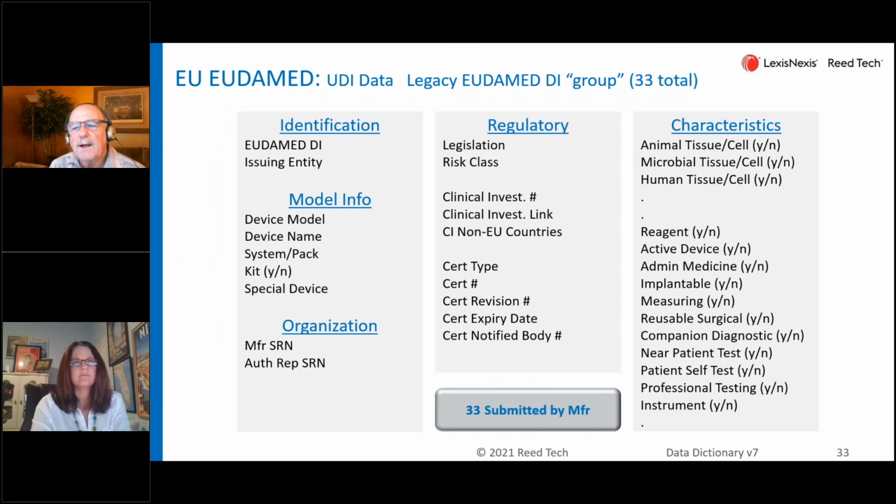So just a real quick touch here on the actual data that is associated with these two levels, these two records. This is a list of the attributes for a legacy UDI DI group. The data set is identical to an MDR or IVDR group, except for three differences. So there are three particular characteristics that are not applicable for a legacy group. So there's a grand total of 33 here, 36 for an MDR type compliant device.